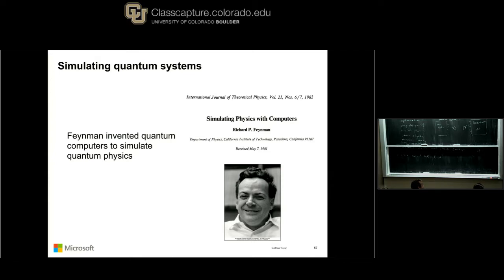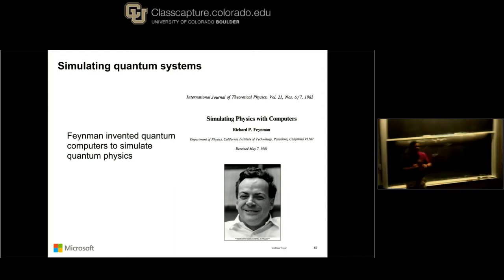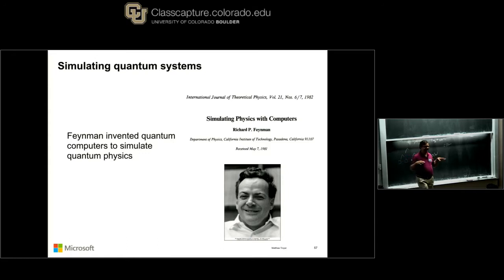So now I next want to ask you, how many of you already know about quantum computers, qubits, gates? Do you all know everything about that or not? Do you know what a qubit is? Yeah. Quantum gate, a little bit.